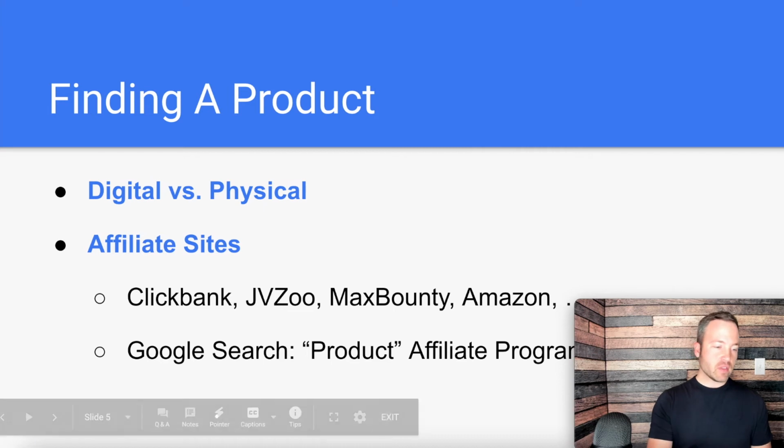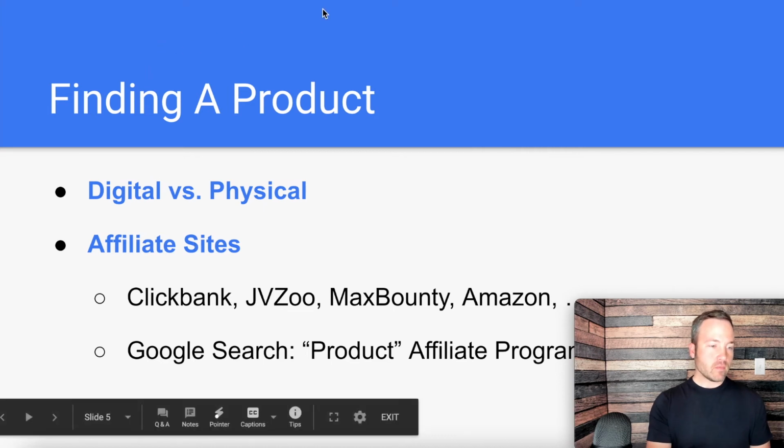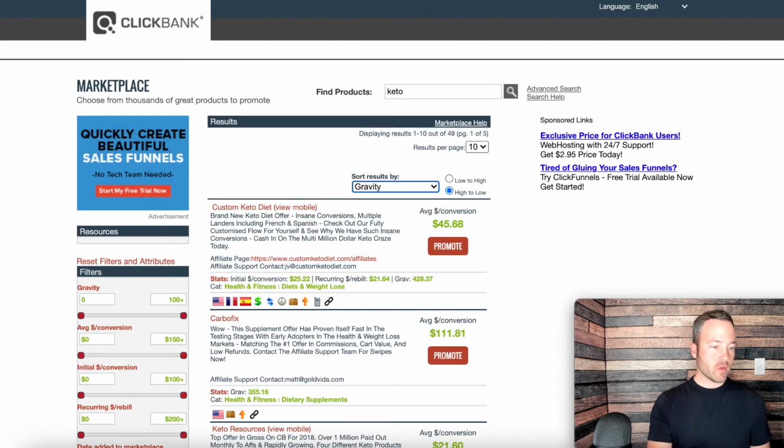So let's take a look at what ClickBank looks like. Okay, so here's ClickBank. I already had it pulled up. I'm logged into my account. You're going to need to log in. You need to create an account, and it is free to create an account with pretty much all affiliate networks. It should all be free. But let's take a look at this. I've searched for keto as an example.